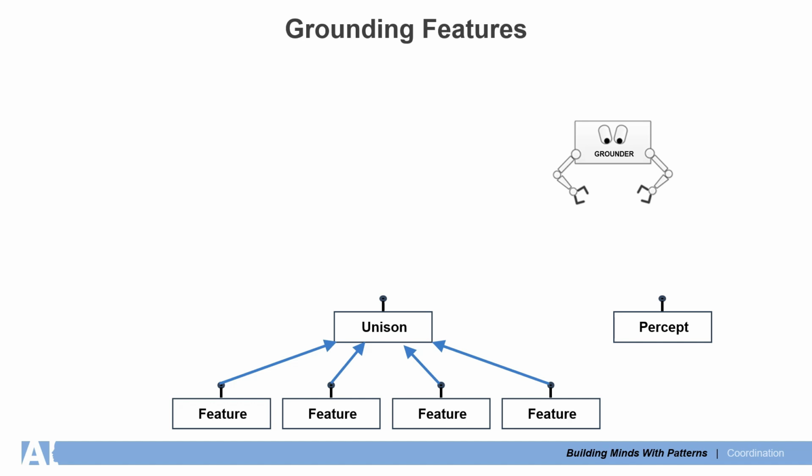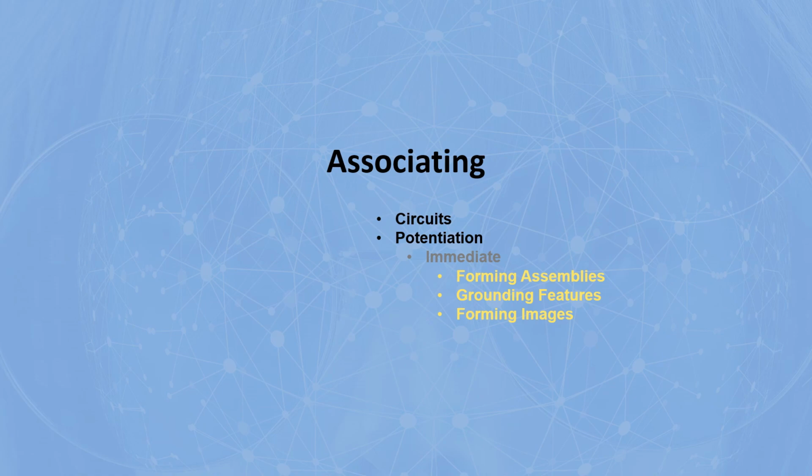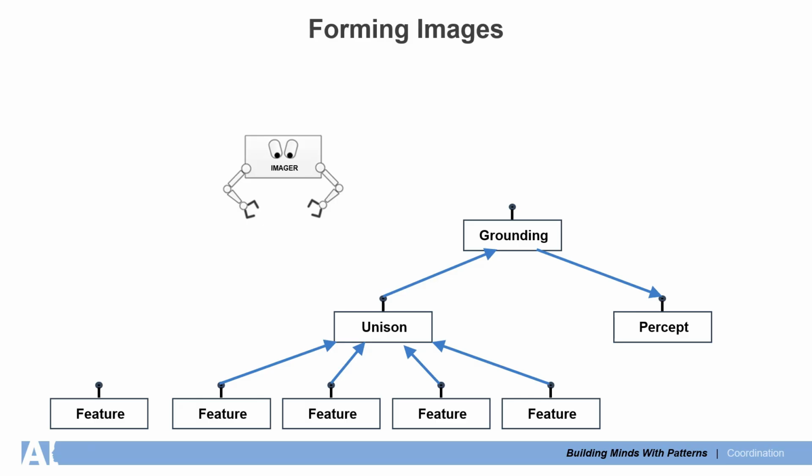Grounding features. Activated features are associated with activated percepts by the grounder mechanism. The grounder mechanism forms grounding relationships between associated triggers and a percept. Image schemas connect unimodal features, that is, features that are in one modality. The imager mechanism creates image schemas.